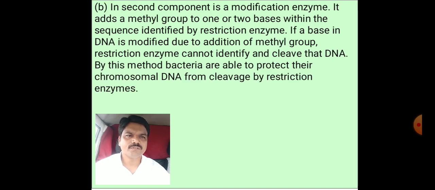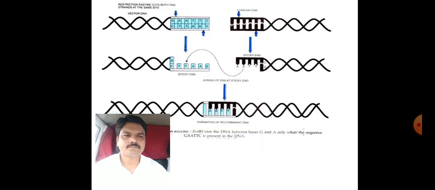The second component is a modification enzyme. It adds a methyl group to one or two bases within the sequence identified by the restriction enzyme. If a base in a DNA is modified due to the addition of a methyl group, restriction enzymes cannot identify and cleave that DNA. By this method, bacteria are able to protect their chromosomal DNA from cleavage by restriction enzymes.